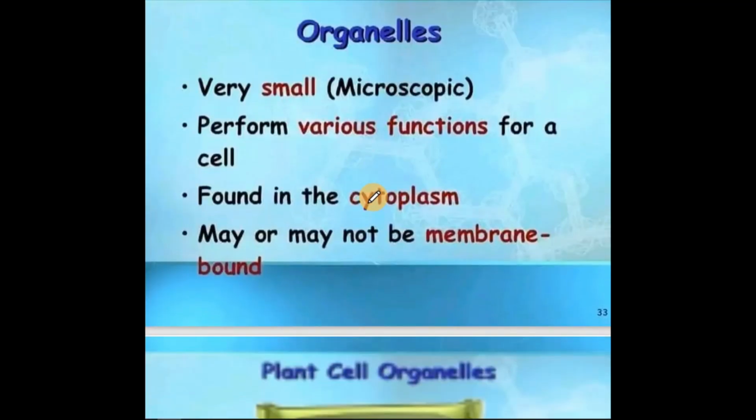So what are organelles? Organelles are very microscopic structures inside the cytoplasm of a cell which perform various functions for the cell, and they may or may not be membrane bounded. If they are membrane bounded, then they are found in a eukaryotic cell. If they have no membrane around them, then they are found in a prokaryotic cell.